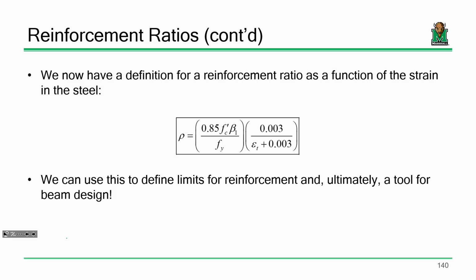Okay? So what I've basically defined for you, if you look at this term for a reinforcement ratio, take a little bit of time and pay attention to this. I've got this reinforcement ratio as a function of material properties and target strain in the steel. The nice thing about this is that we can use this expression for beam design.